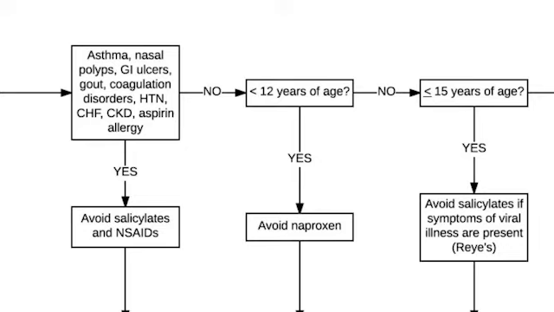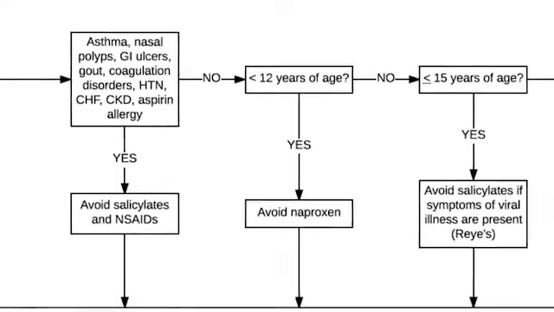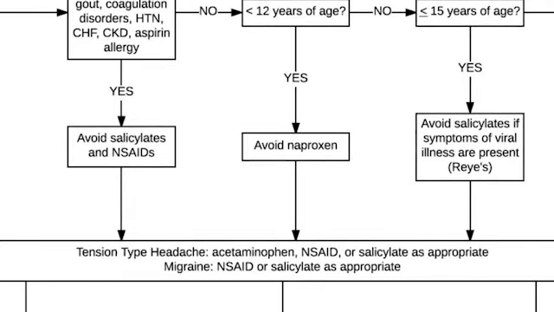For tension type headache, we like acetaminophen, NSAIDs, or salicylates as appropriate. If it's migraine, we tend to like NSAIDs or salicylates as appropriate. Now, what do we do for follow-up after we've recommended this therapy? If it's a chronic headache, let's follow up after 4 to 6 weeks and see if they've received adequate analgesia. If they have, then you want to continue using that, but make sure not more than 3 times per week, and continue to follow up.